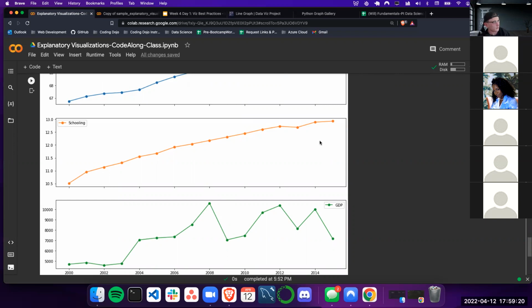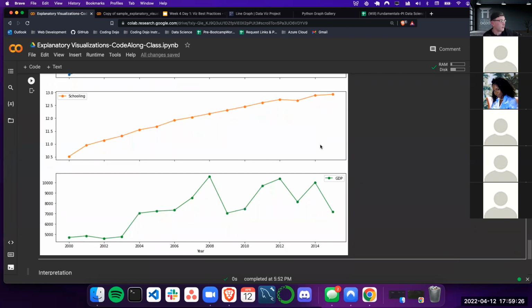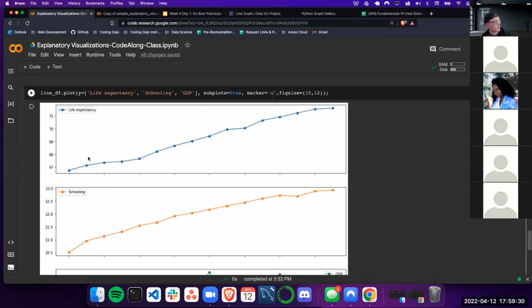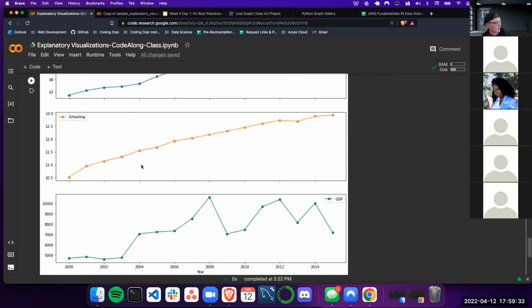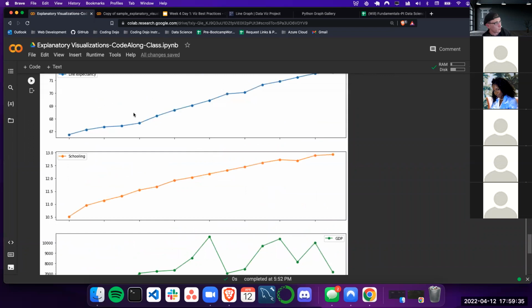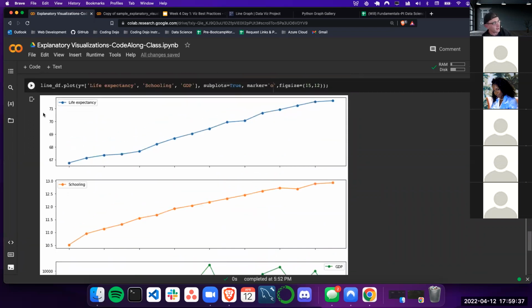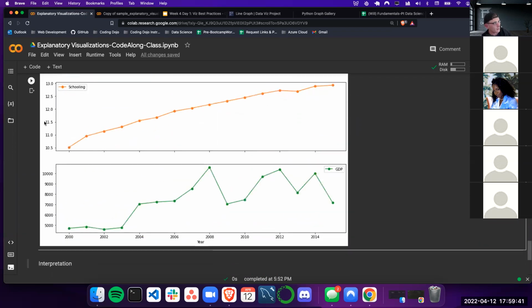I see a couple of issues. The x-axis labels are only showing up at the very, very bottom. So if I wanted to know life expectancy here, I now have to scroll down to, oh, that's 2004, right? And also, there's no label on my y-axis.